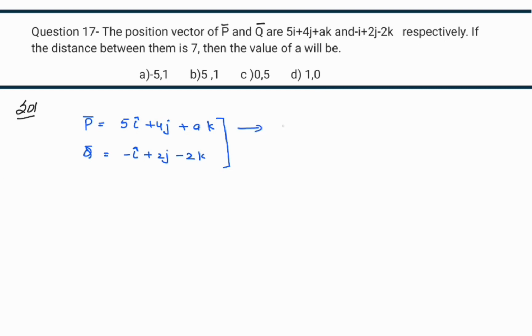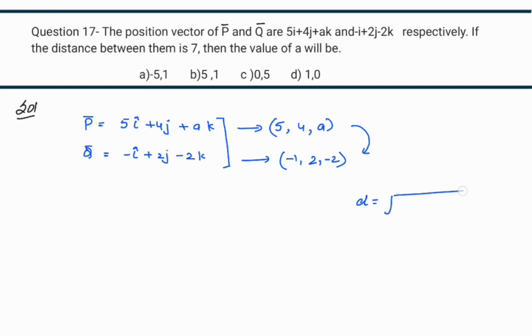Then we can write the coordinates now. How to write? 5, 4, and A is the coordinate of point P, and minus 1, 2, comma minus 2 is the coordinate of the point Q. Now how to find the distance between the 2 points? We know the formula now to calculate the distance between 2 points.